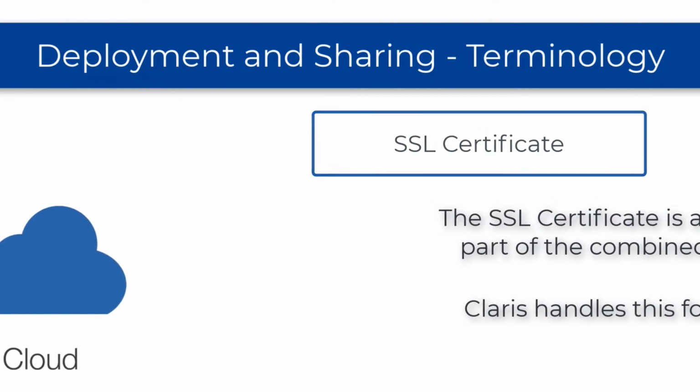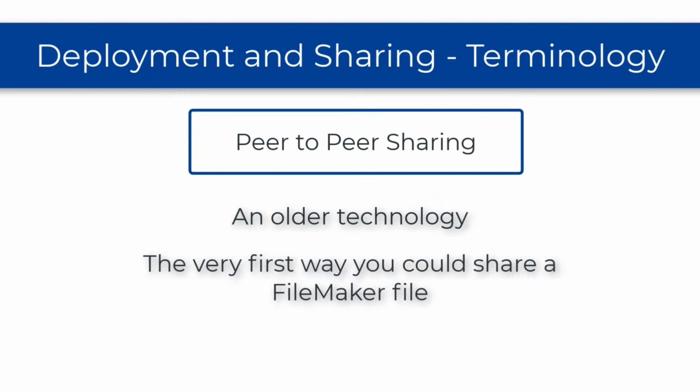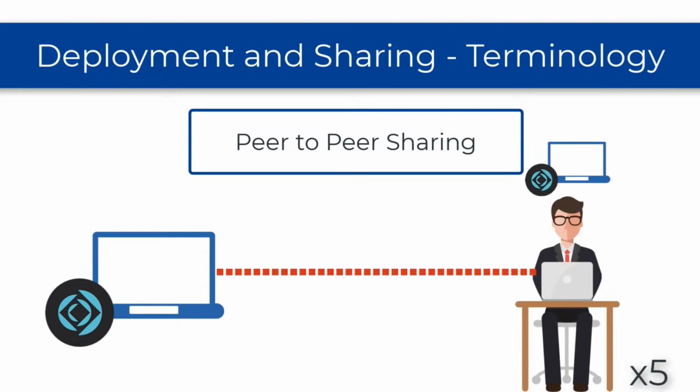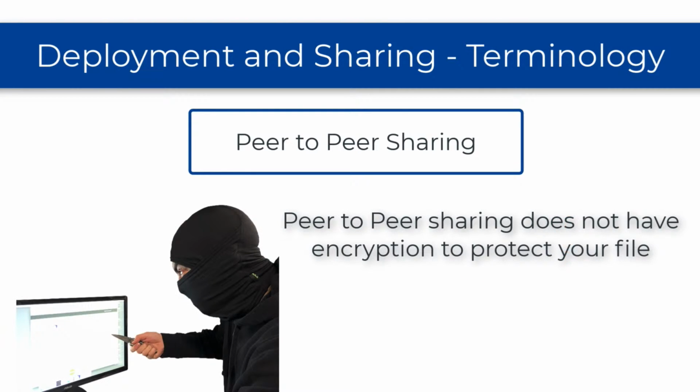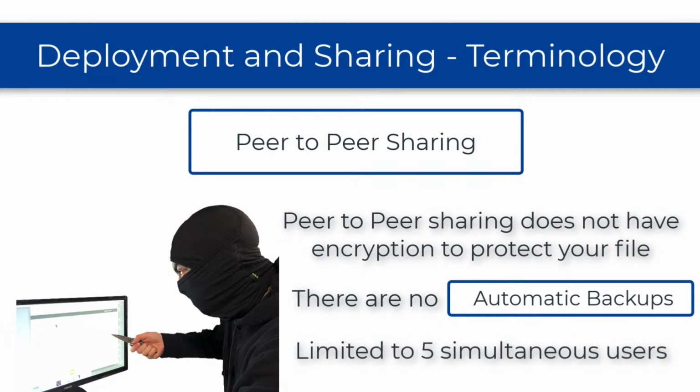In fact, they take the cost of the SSL certificate and roll it into the complete price of FileMaker Cloud. Now, another term that you may hear bounced around is peer-to-peer sharing. Peer-to-peer sharing is a very old technology. It was introduced in the early 1990s as a way to share FileMaker solutions between users on Mac and Windows. Essentially, you could open up a copy of your FileMaker application in FileMaker Pro and share it with other users on your local network. This is a deprecated feature that Claris has explicitly said is being removed from the product. Why? Well, peer-to-peer sharing doesn't provide for SSL encryption, so your data is exposed on the network to malicious users or other people. Peer-to-peer sharing doesn't provide automatic backups, and it doesn't scale beyond 5 simultaneous users.